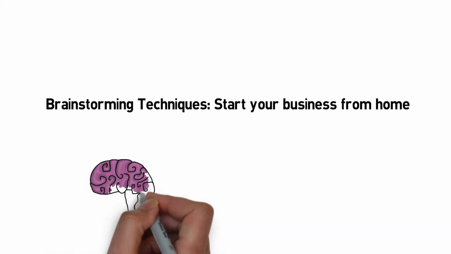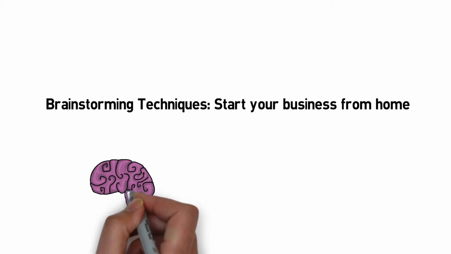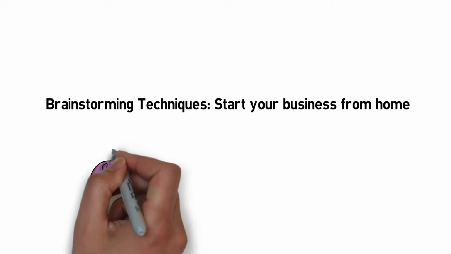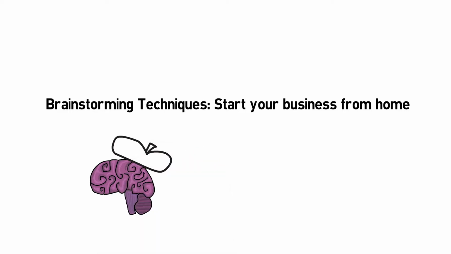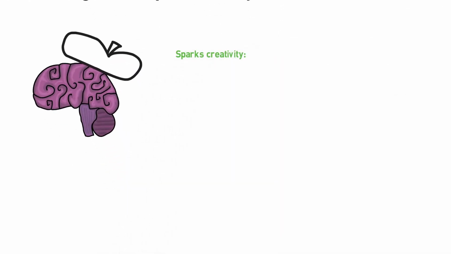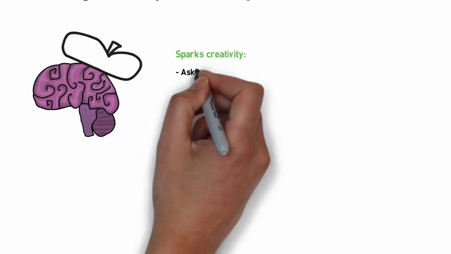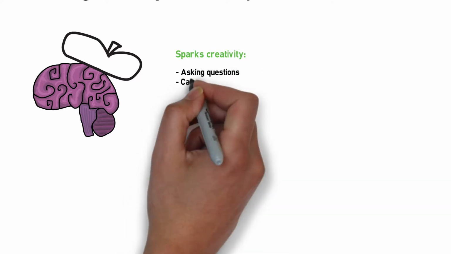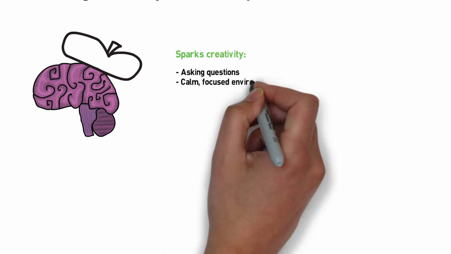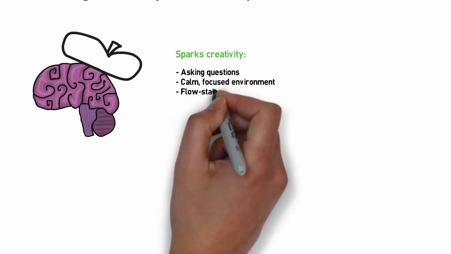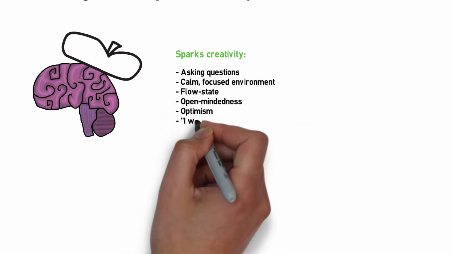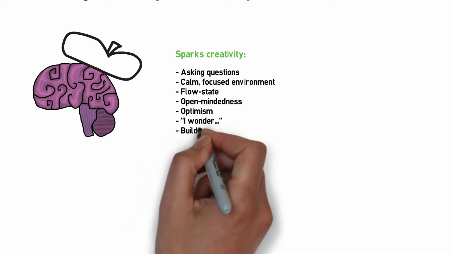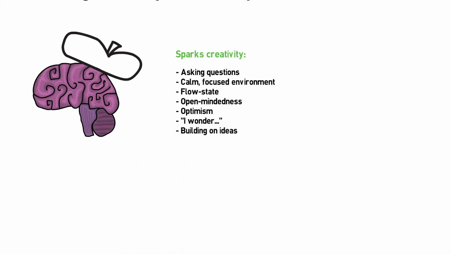So when it comes to brainstorming, firstly, it's really important we put our creative thinking caps on. There are things that spark creativity, like asking questions, having a calm, focused environment, being in a flow state, keeping an open mind, maintaining optimism, starting questions with things like, I wonder, and building on ideas.